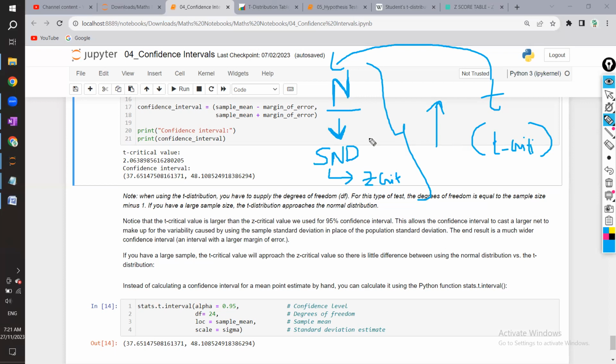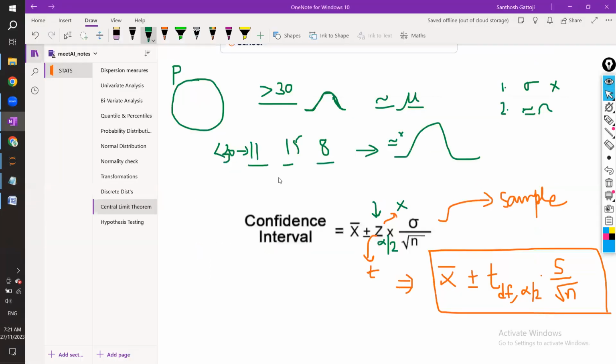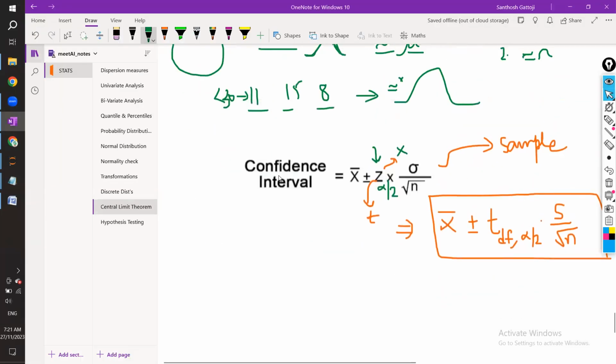Okay, fine. You can go through the class again. So that's regarding the confidence intervals and the T distribution, Z distribution, guys. You can go through the class and let me know if any doubts.